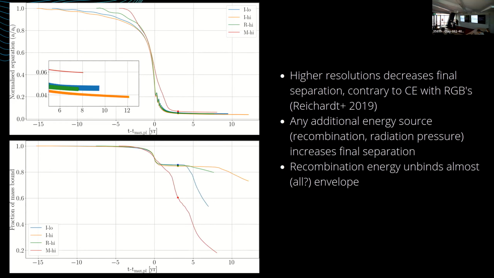For these results, we found that the separation is larger for higher resolution. Sorry, no, for high resolution you have a lower final separation, which is different from what we found in previous work done by Ricard in 2019. The difference being that they made it with an RGB star, and we use an AGB star. So it's really interesting that you have the opposite behavior in terms of resolution comparison when you are using an RGB star or an AGB star. And of course, we have more unbinding when using more of the energy budget in the gas.